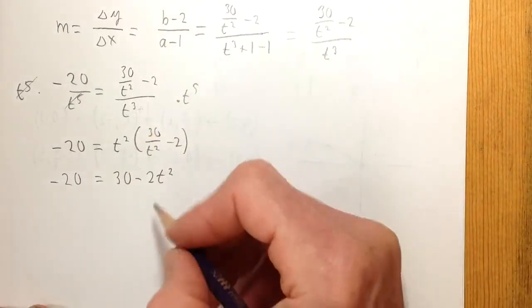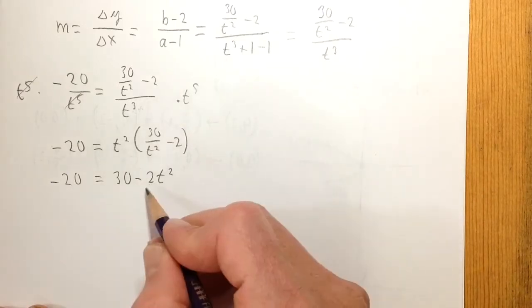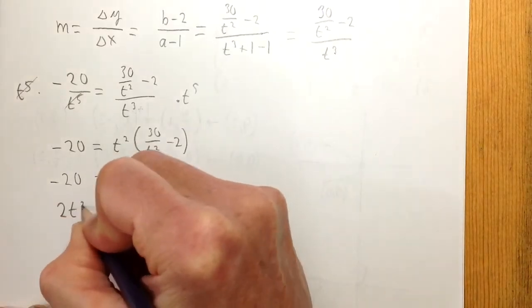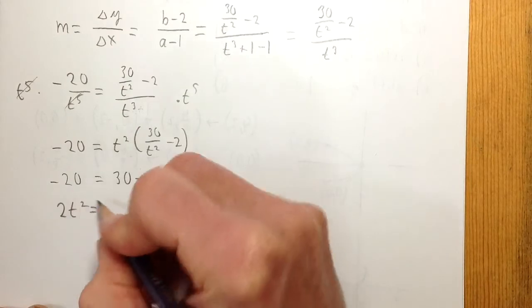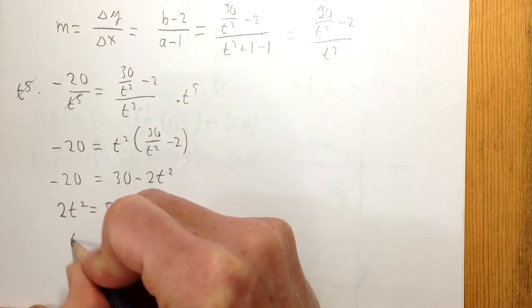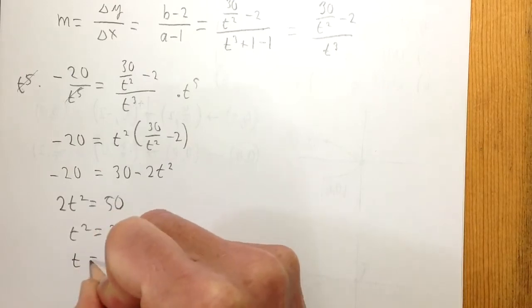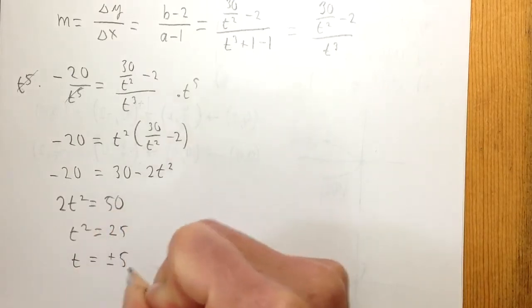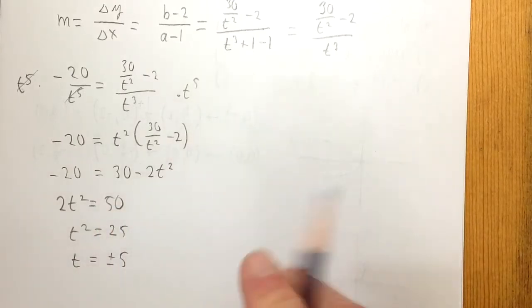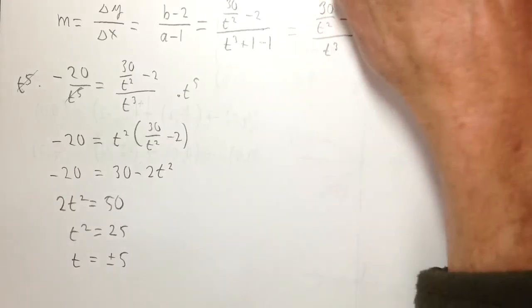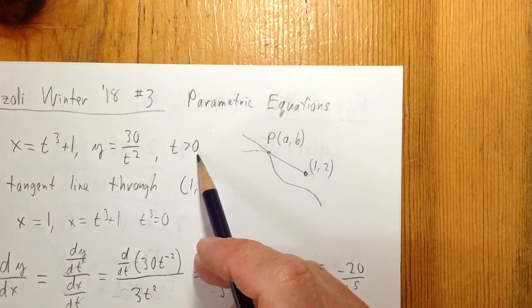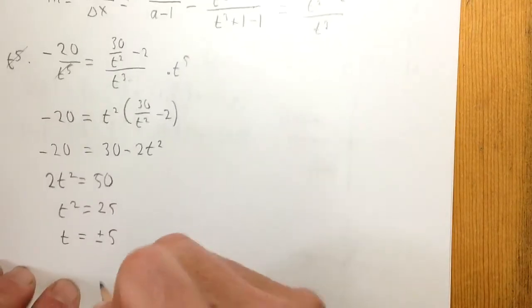Okay, let's put the 2t squared over here, the 20 over there. 2t squared equals 30 plus 20, so equals 50. T squared equals 25, and look at that, it's a nice square. So t equals plus or minus 5. We already said that t is greater than 0. We're only worried about t greater than 0, so therefore it can't be the minus 5.